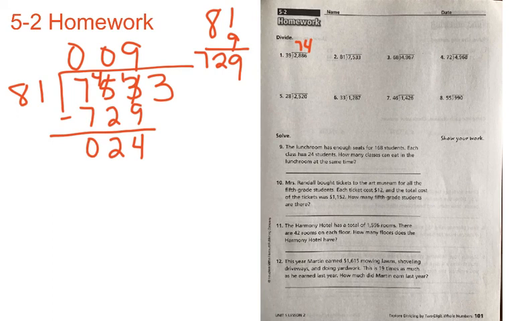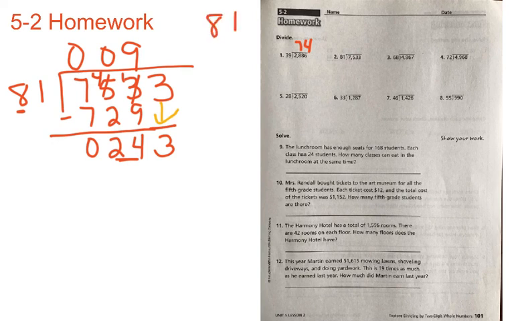I check and make sure my 24 is less than my divisor of 81, and it is, so I'm good to move on. I can then go ahead and bring down my 3. Now I have to figure out how many times 81 can go into 243. Look at just the first number here, because 81 is very close to 80. And I look at the first two numbers here. I know 8 can go into 24 3 times, because 8 times 3 is 24. So that's going to be a good starting spot.